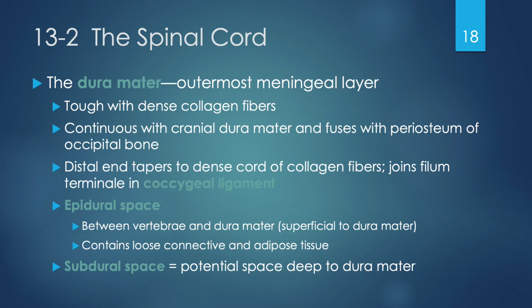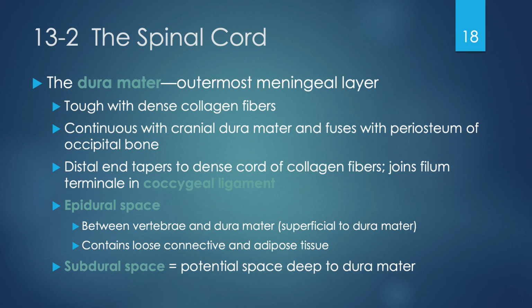So the dura mater, or tough mother, is the outermost meningeal layer, and it's tough because it's composed of dense collagen fibers. The dura mater is going to be continuous with the cranial dura mater, and it fuses with periosteum of occipital bone. So the periosteum is the surrounding part of bone at the most superficial aspect of it. So it basically merges with the bone in the way that a ligament would.